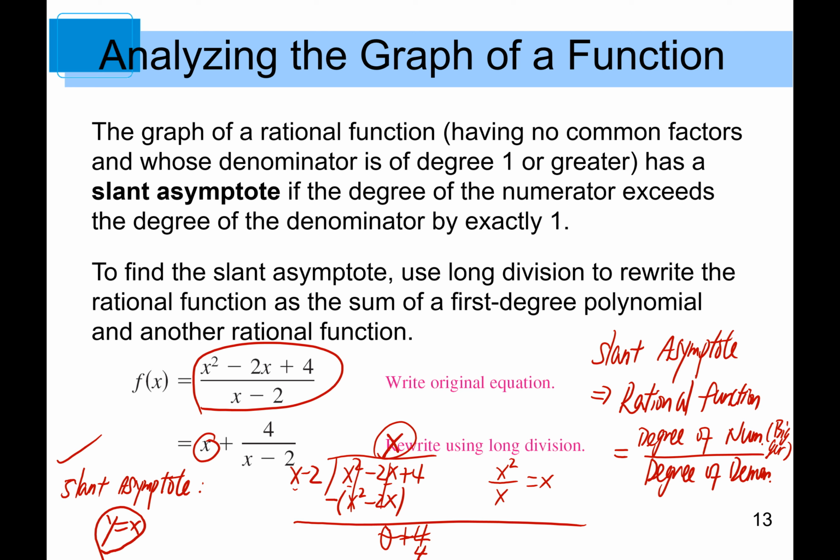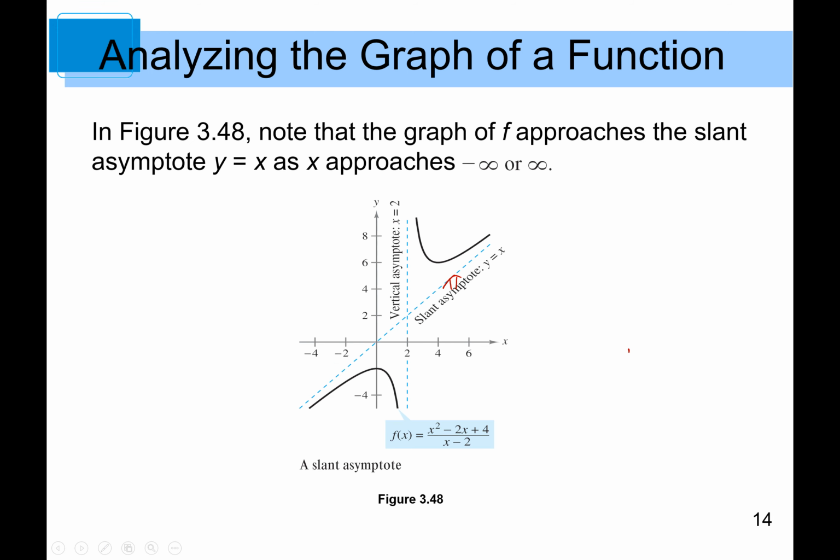The vertical asymptote, you set x minus 2 equals 0, x equals 2 is the vertical asymptote. This is the vertical asymptote and slant asymptote. As you can see, these two asymptotes will split the region into 4 different regions. So the graph of the function is located in these two regions, this region and this region. Okay. Note that the graph approaches the slant asymptote y equals x as x approaches negative infinity or infinity.